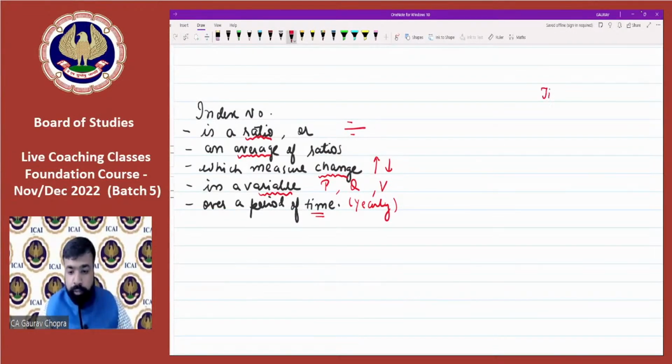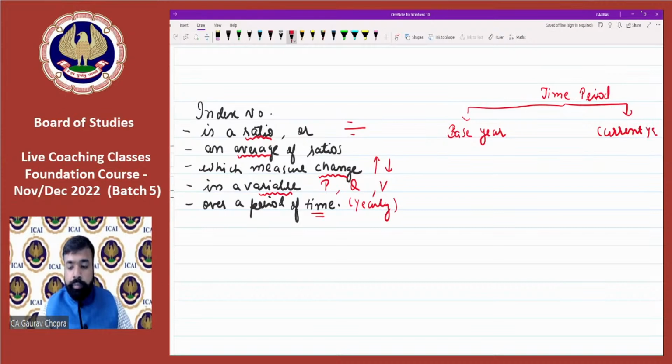Now what are those two time periods? So let us write here. Two time periods are required. One is known as base year and second is known as current year. Now, what is base year? Base year is a standard point for comparison. It is used for comparison.